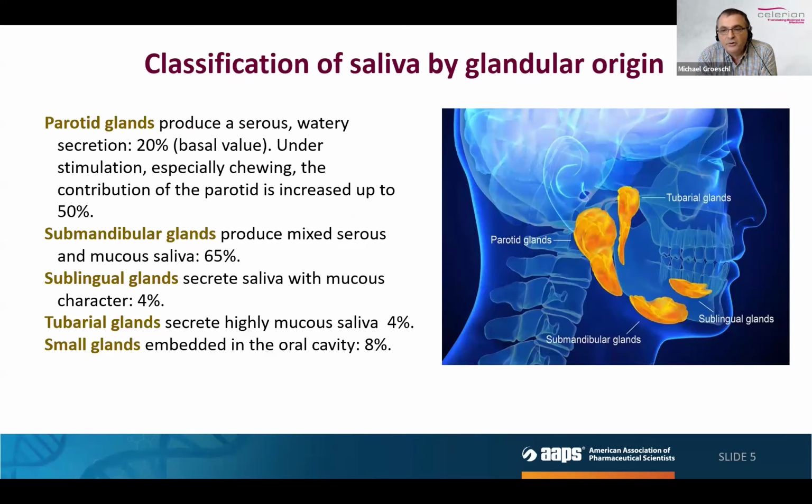Saliva is a mixture of secretions from various glands located in the oropharynx. A distinction is made between the more watery saliva, which is primarily secreted by the parotid glands, and the more viscous, sticky secretions of the other major salivary glands, being the sublingual, the submandibular, and the tubarial glands. Interestingly, these tubarial glands were discovered and first described in 2020. A multitude of tiny glands located throughout the oral mucosa are responsible for maintaining the general moisture content of the oral cavity.